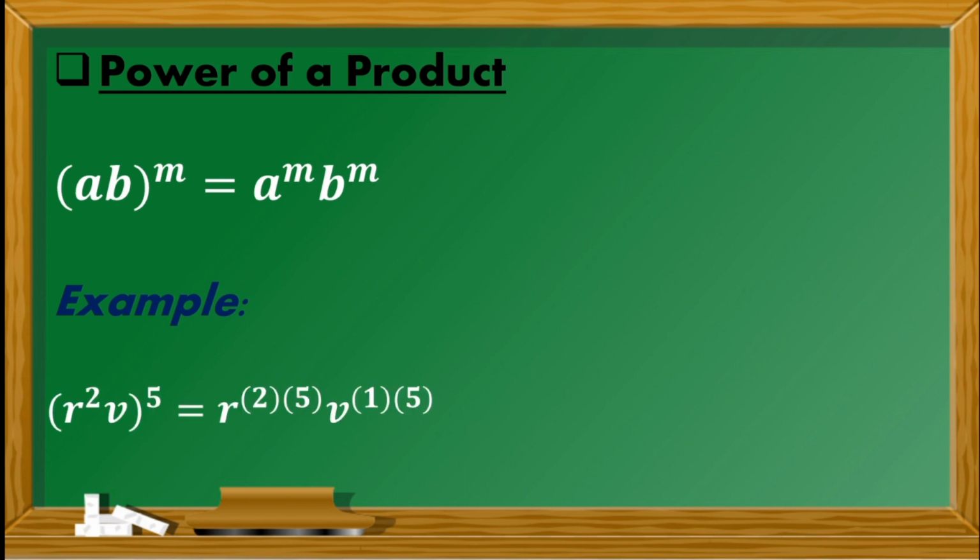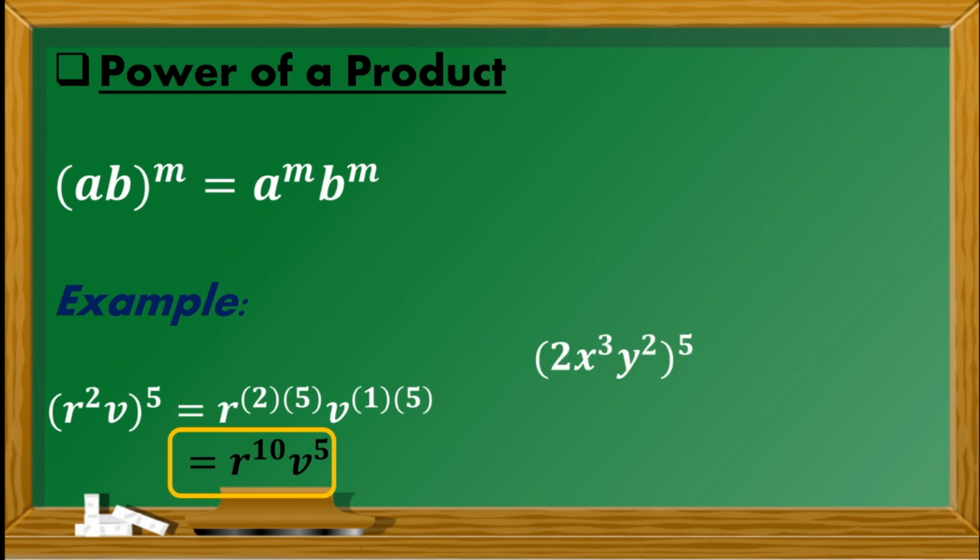Example, quantity R raised to 2, B raised to 5. So, i-distribute natin. R raised to 2 times 5, multiply natin yung mga exponent niya. R raised to 2 times 5 times B raised to 1 times 5. Saan galing yung 1? Si B ay hindi lang nakasulat yung exponent niya na 1. Dahil kapag 1, hindi na nga natin sinusulat. Diba? So, magiging siya R raised to 10 times B raised to 5. So, minultiply natin. 2 times 5 is 10, and then 1 times 5 is 5. Yun na yung ating sagot.